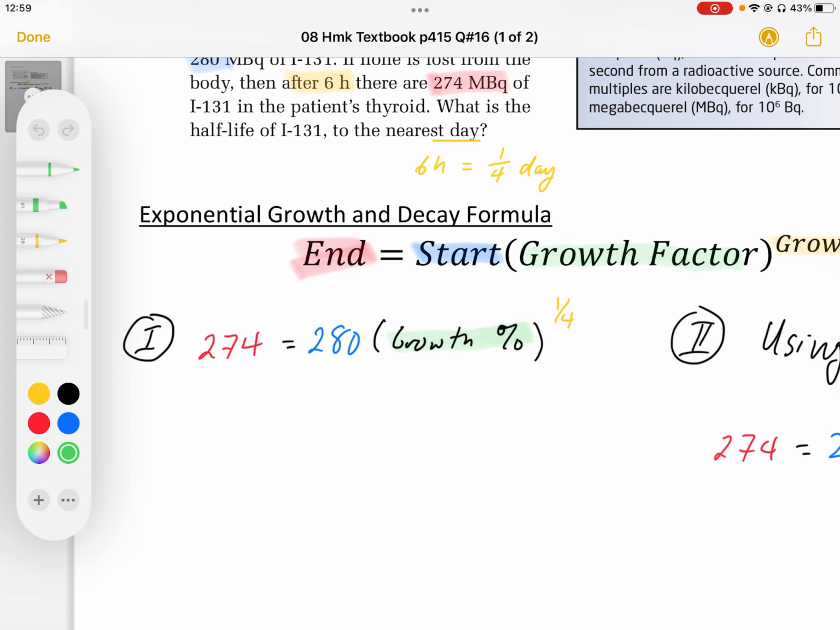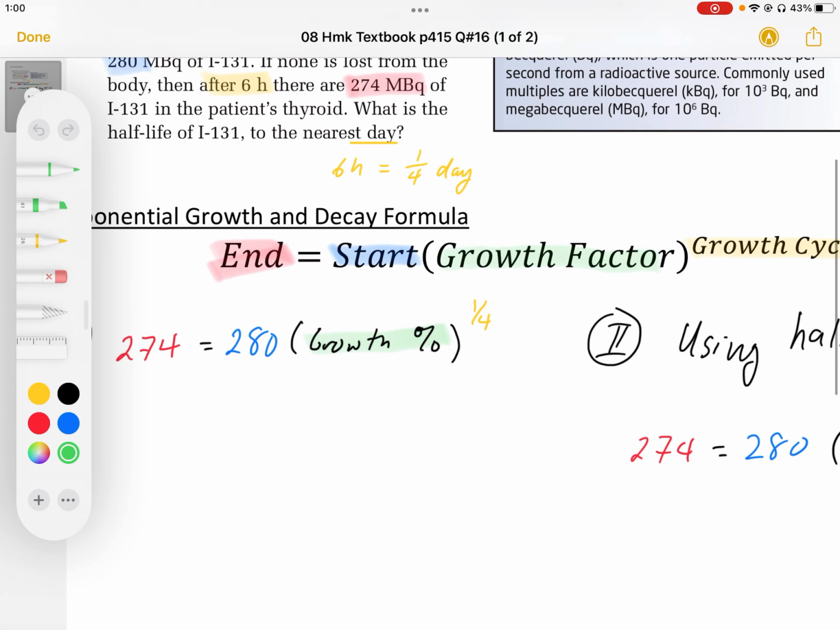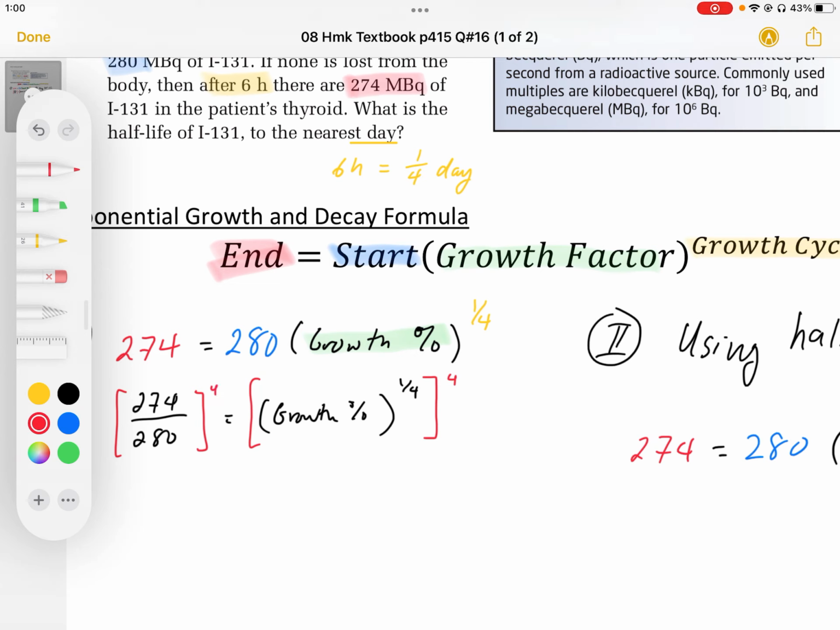So what we want to do is we have the end is 274, our start is 280, the growth percentage we don't know, and the growth cycles is 1/4 of 1 day, so 1/4 is our exponent. And then we solve for the percentage growth. So we end up with 274 over 280, and that's equal to our growth percentage to the power of 1 over 4. And then we can power both sides by 4. Okay, and that will give us our growth percentage.